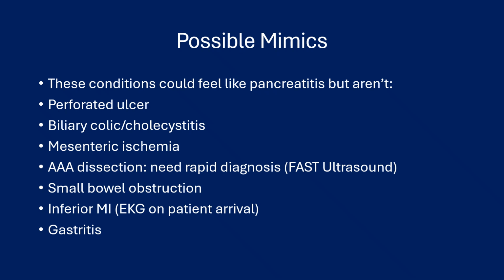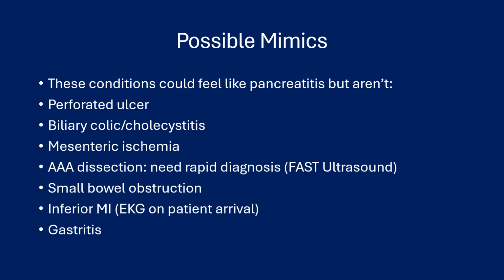And then, very important, AAA dissection, abdominal aortic aneurysm dissection. This is one that you would have to catch immediately upon the patient's arrival. They would be in significant pain. The beauty of currently is that we use ultrasound in that setting, a so-called focused abdominal sonographic test, or FAST ultrasound, and it can quickly identify the AAA and the dissection right there at the bedside, and that's critical to catch as soon as they arrive.